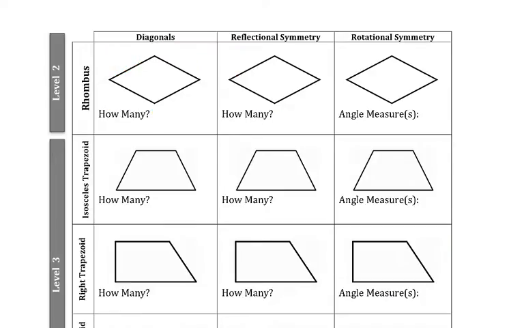Ooh, a rhombus. Which one should I do for the rhombus? Why don't I do a diagonal? Okay, so if I start here, one diagonal is going to look like that, and then I can't do any more. Another diagonal is going to look like that, and I can't do any more. So it looks like the rhombus has 2 diagonals.